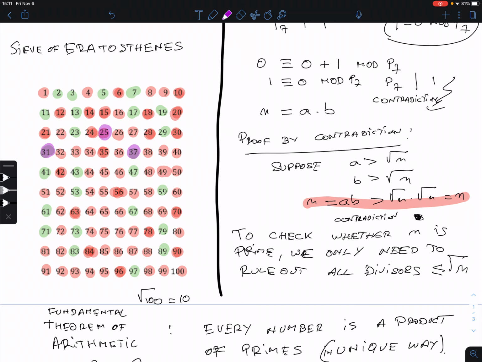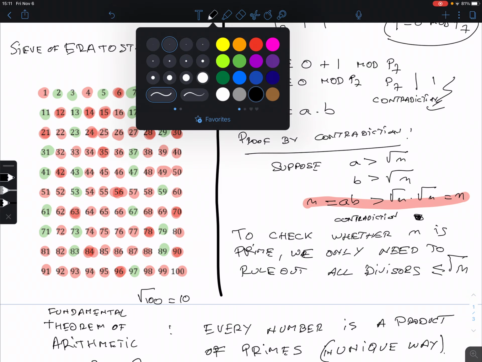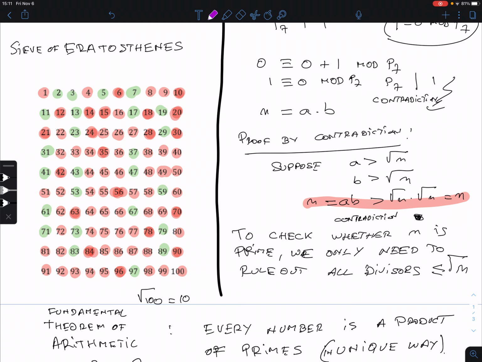Let me undo the circling and let me circle it, sorry. So I'm starting with 25, and I'm adding 6. And the one thing I need is that the greatest common divisor between 25 and 6 should be 1.